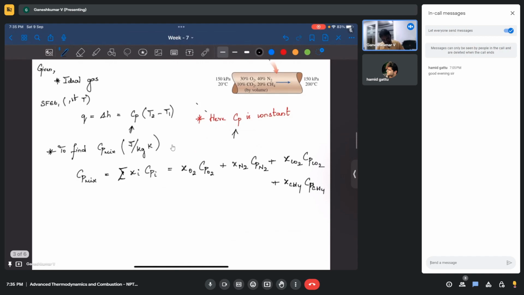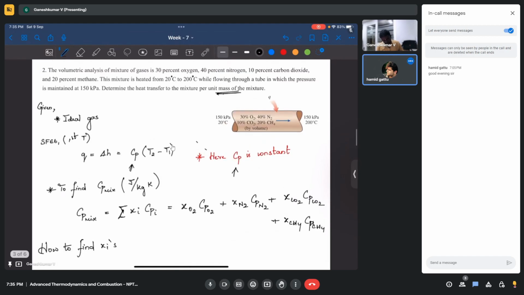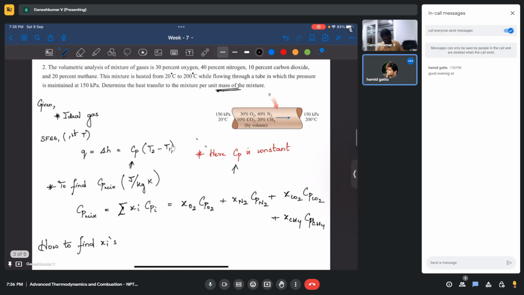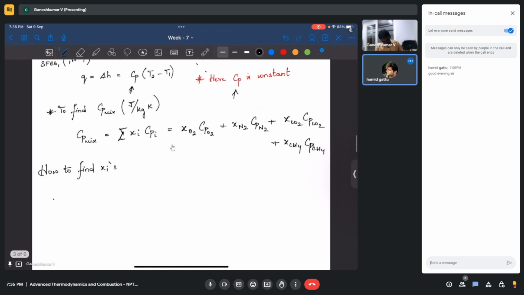So now we need to find x. It would be the mass of that component per unit total mass, divided by total mass. But we do not have the mass of a component, right? We have the volume of the components. It's true that x is mi by m total, or m mixture. We need to find the mi's and m mixture.